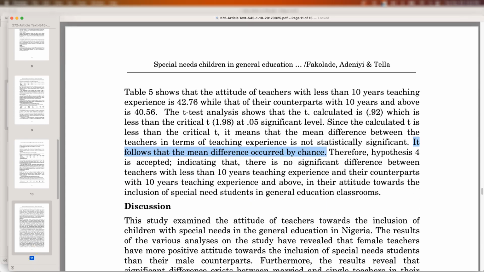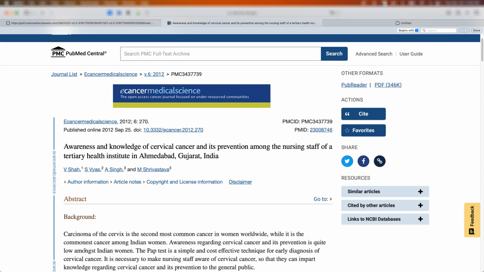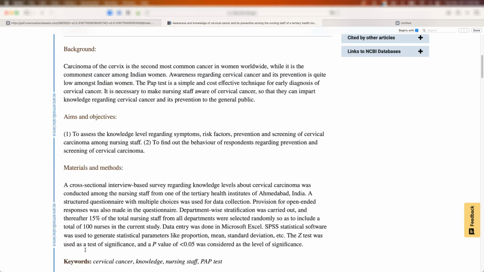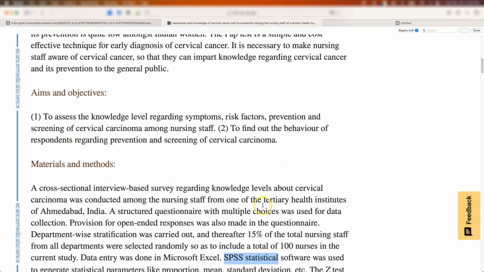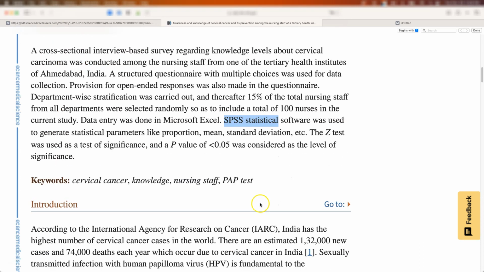All right, let's look at one more example. So this is an example that's coming from a medical science journal about cancer. And we see that they used Excel for recording the data. Then they plugged that into the SPSS statistical software, which, by the way, you can get free access to at ACU. And then they ran a z-test. And if we look at the sample size of 100 nurses, then the z-test is very appropriate for that and would be the recommended better practice here.